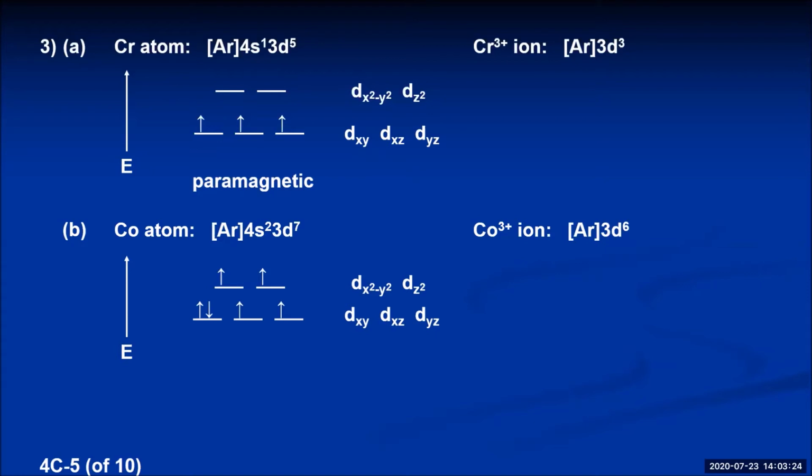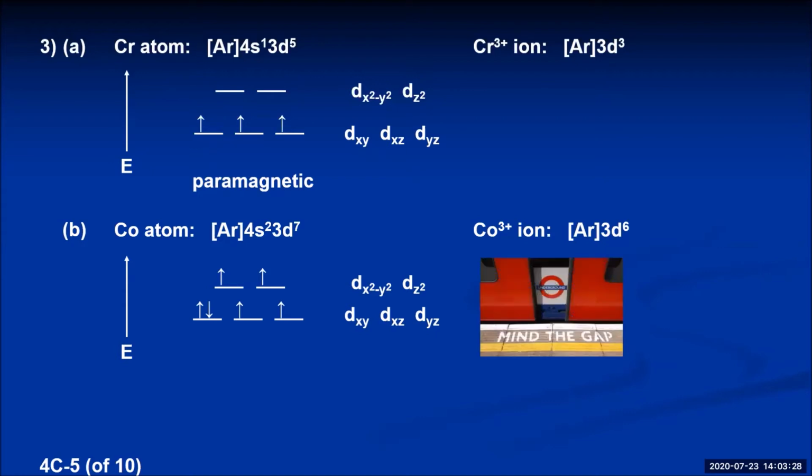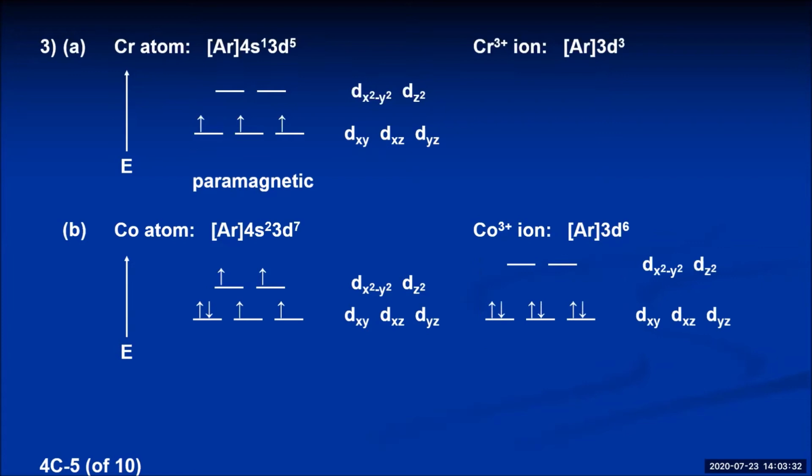However, if this particular complex happens to have a large splitting energy, then you have to mind the gap. The electrons will not want to promote themselves up into the high energy orbitals, and so all the electrons will stay in the low orbitals until they're filled, and only after that would they go up into the higher 2 d orbitals. So this would be the configuration if the splitting energy was really large.